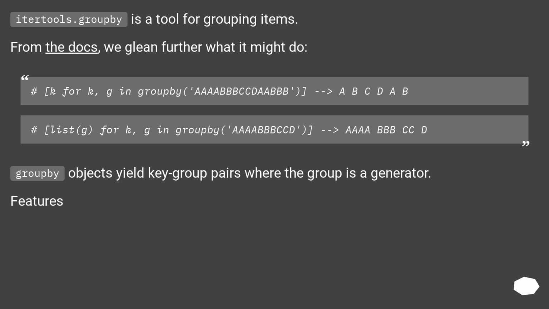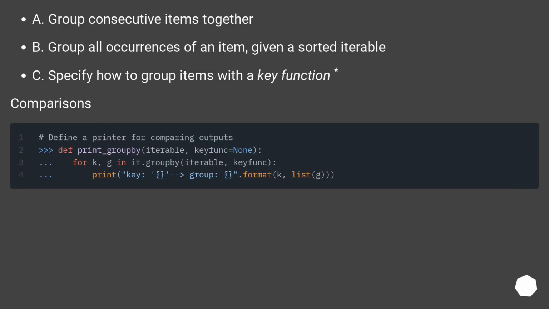Itertools.groupby is a tool for grouping items. From the docs, we glean further what it might do. [k for k, g in groupby('AAAABBBCCD')] gives A B C D, and [list(g) for k, g in groupby('AAAABBBCCD')] gives AAAA BBB CC D. Groupby objects yield key-group pairs where the group is a generator. Features: A, group consecutive items together. B, group all occurrences of an item, given a sorted iterable. C, specify how to group items with a key function. Comparisons.